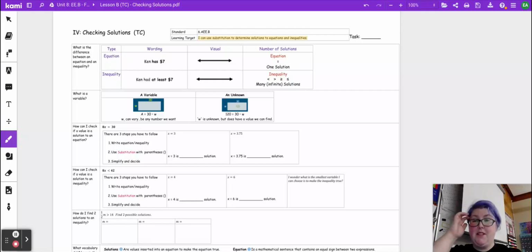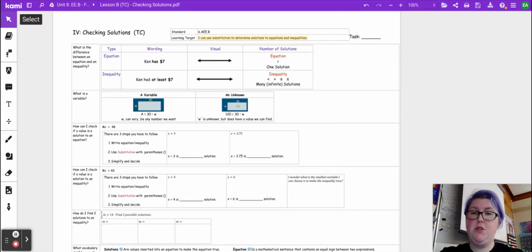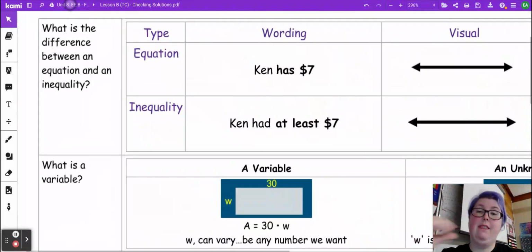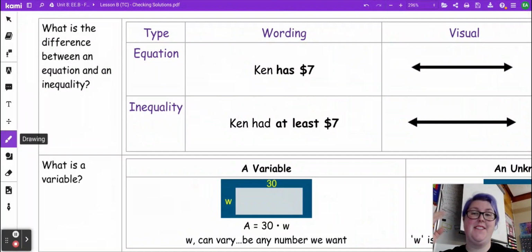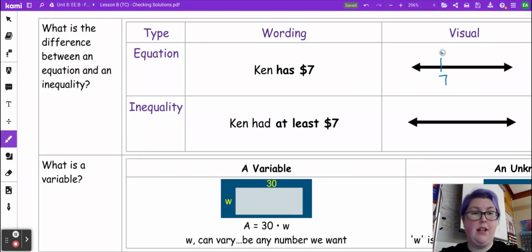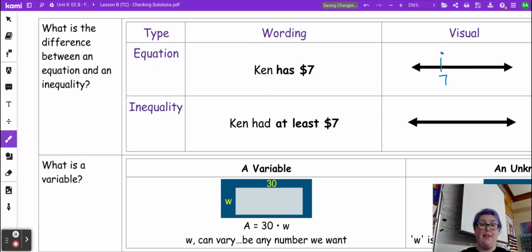Hello mathematicians, it's Miss Armgart coming back with an instructional video about using substitutions to determine solutions to equations and inequalities. So first, let's go over equation versus inequality. Equations are things like Ken has $7. Now, when we plot this on our number line, we can put the dot at 7 because that is the solution. Ken has $7.